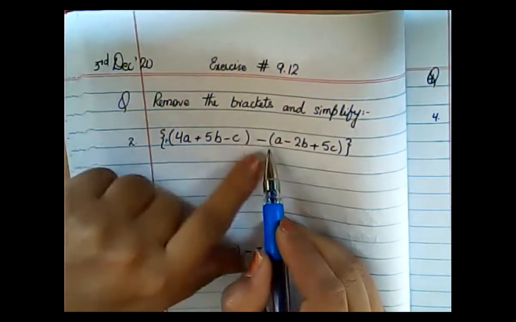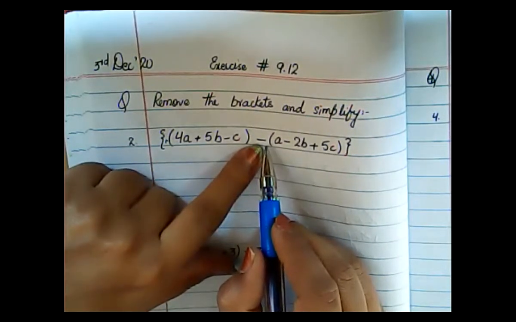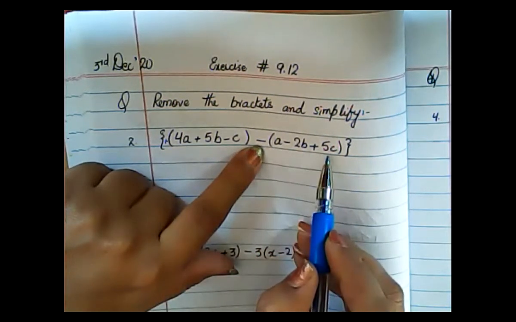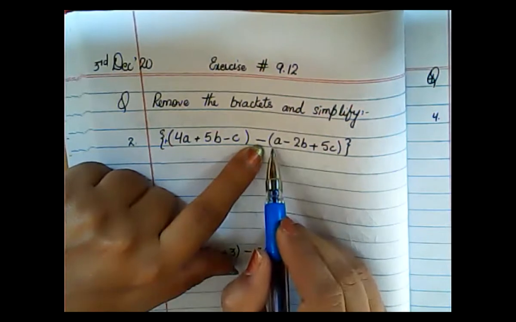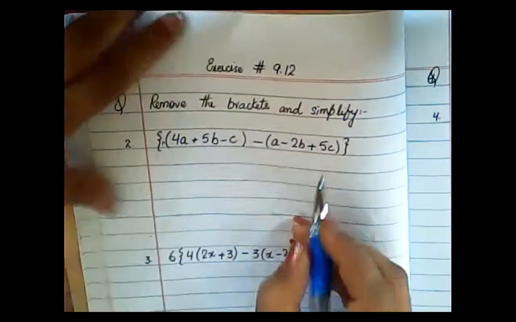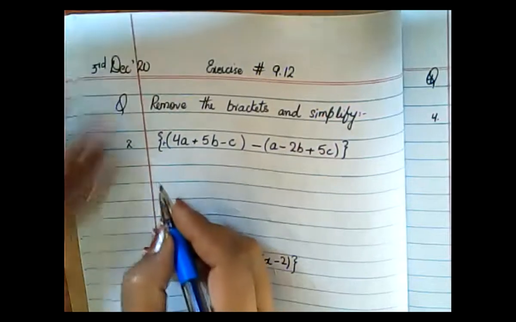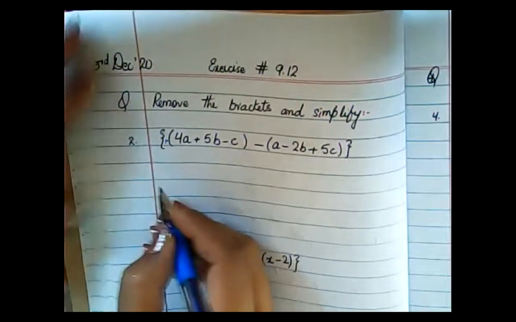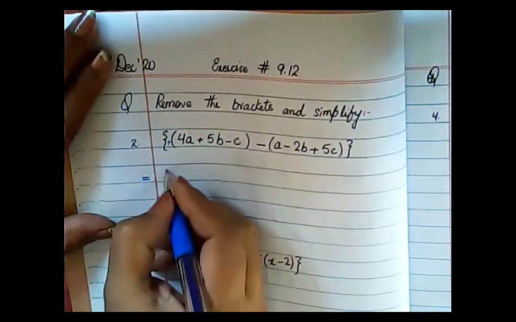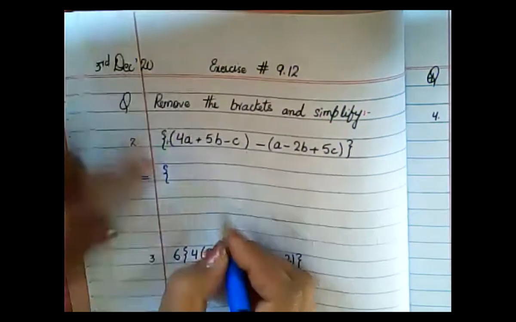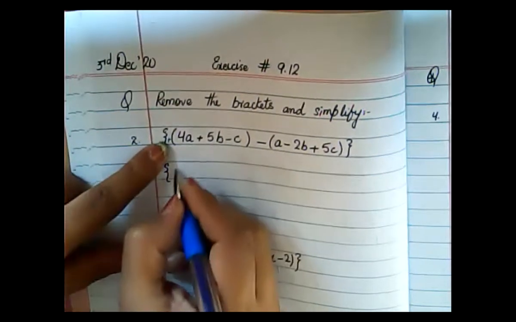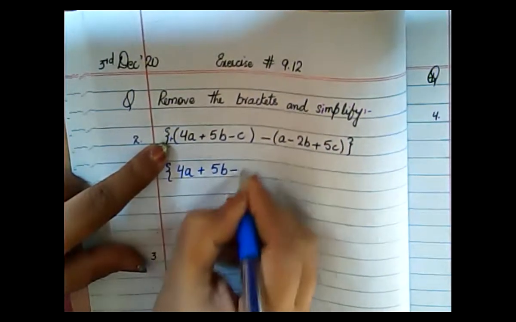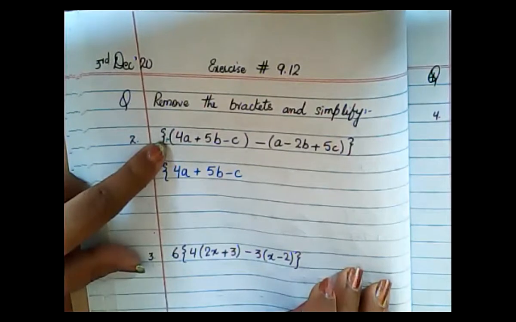So what does it mean? If the bracket has a minus sign before it, you will write down the additive inverse of the terms written inside the bracket. How will you remove the bracket? You will write down the additive inverse of these terms. Just suppose what I'm going to do here: I'm going to write the curly bracket. I'm not going to remove the curly bracket, I'm going to remove this round bracket. Simply I will write 4a plus 5b minus c. I'm not going to change the sign here.